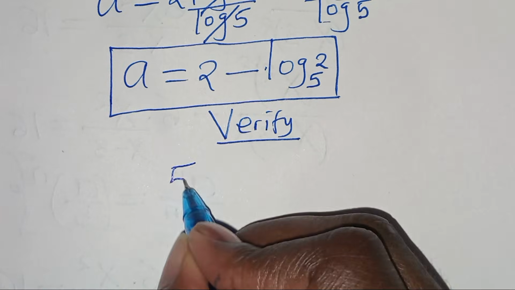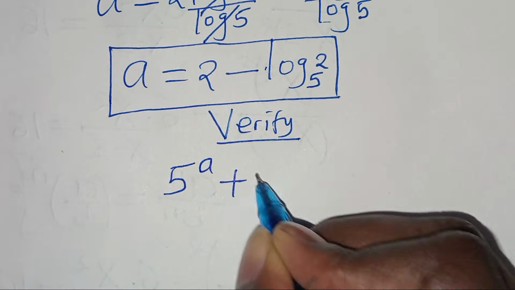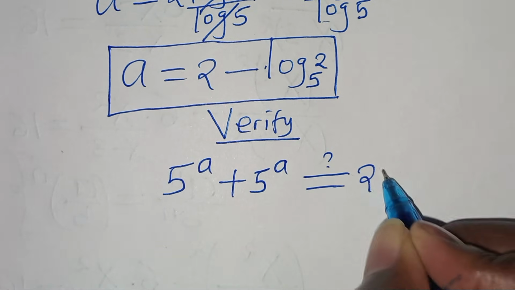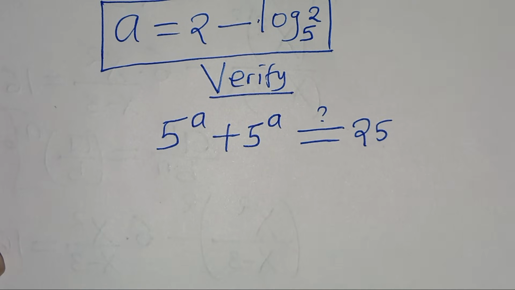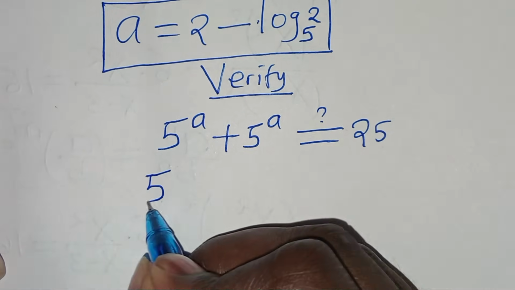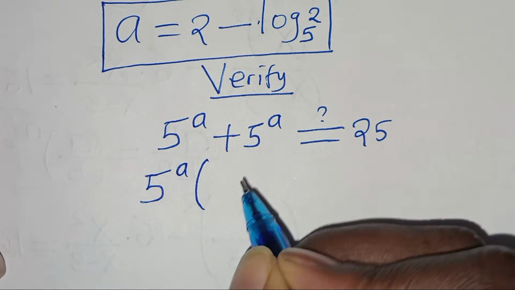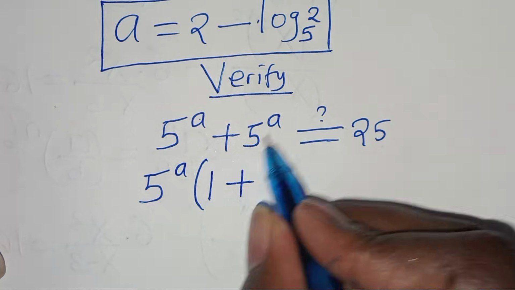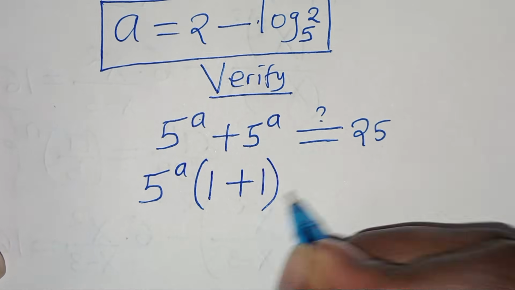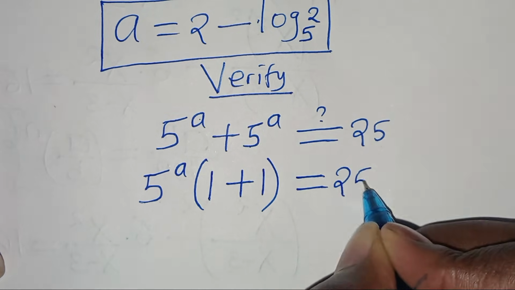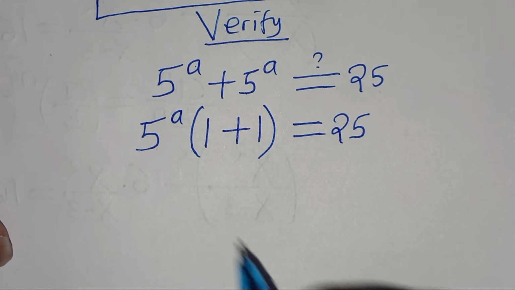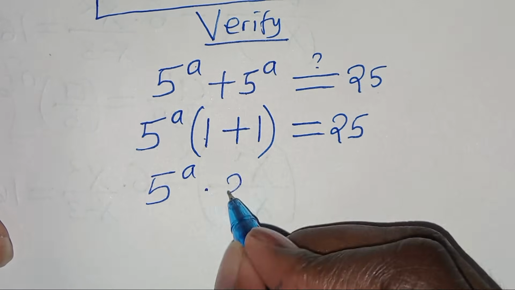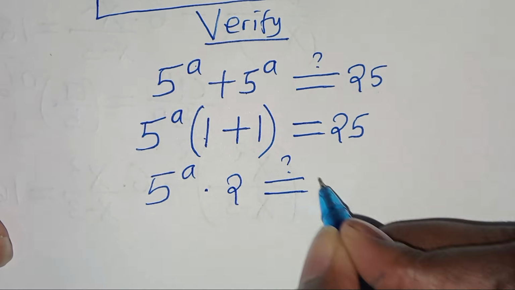So we have 5 to the power of a plus 5 to the power of a, this should give us a value of 25. Since 5 to the power of a is common here, we have 5 to the power of a into the parentheses, 5 to the power of a divided by 5 to the power of a, this is 1, plus 5 to the power of a divided by 5 to the power of a, this is 1. So this is equal to 25. Now we have 5 to the power of a multiplied by 1 plus 1, this is 2. This is supposed to give us a value of 25.